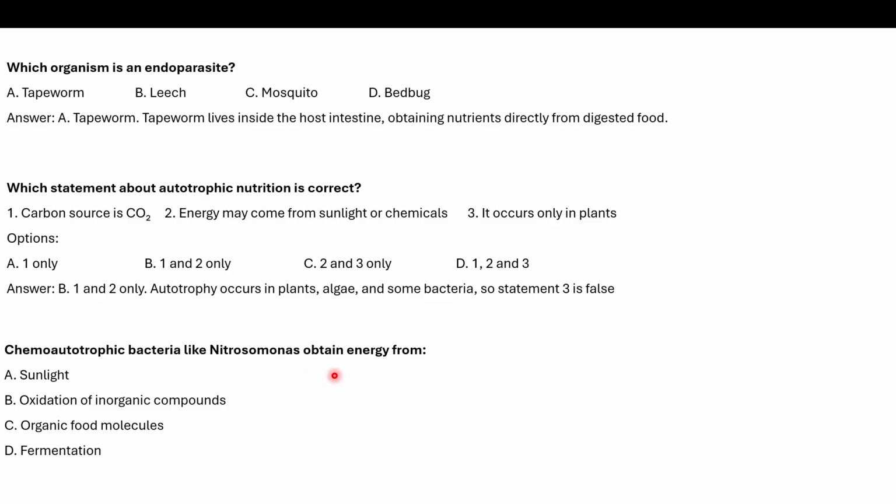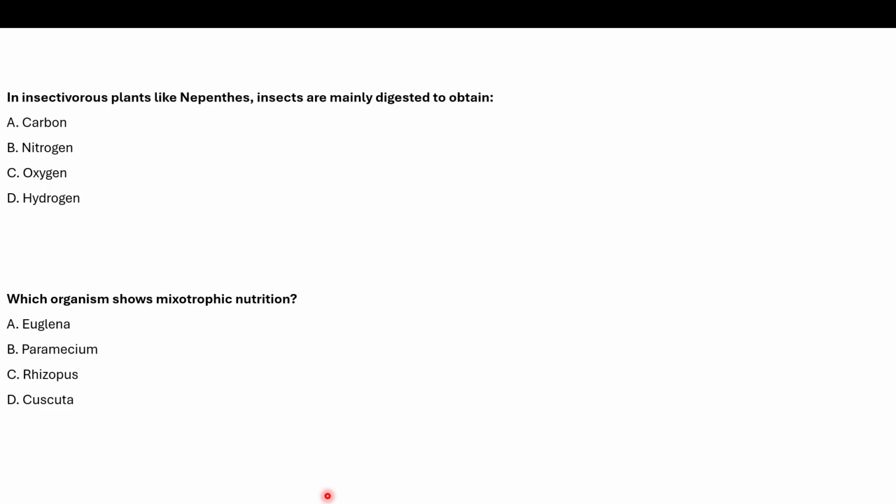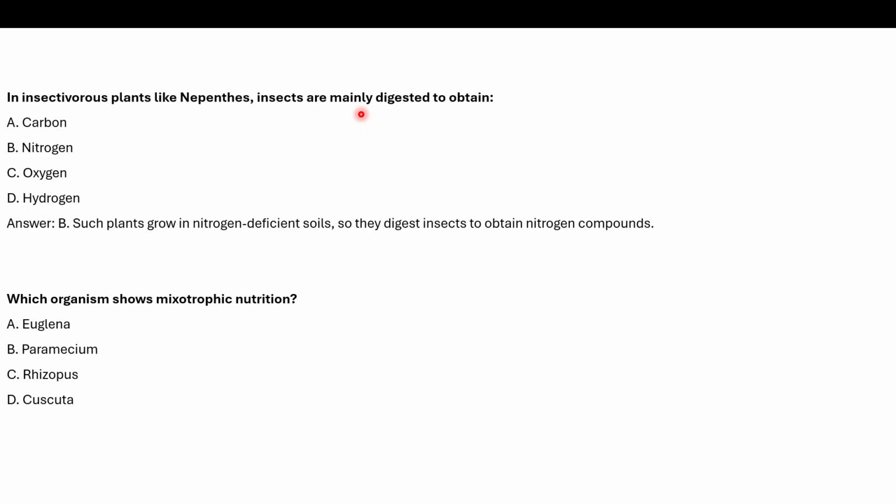Chemoautotrophic bacteria like Nitrosomonas obtain energy from sunlight? No. Organic food molecules? Fermentation? No. The correct answer will be oxidation of inorganic compounds. They oxidize substances like ammonia into nitrite. In insectivorous plants like Nepenthes, insects are mainly digested to obtain which particular element? It is nitrogen, because these plants are growing in nitrogen deficient soils, so they are digesting the insects to obtain nitrogenous compounds from them.